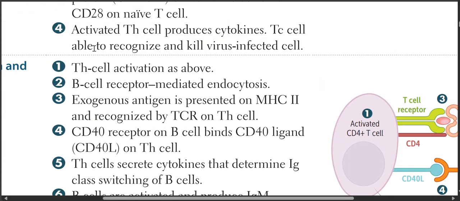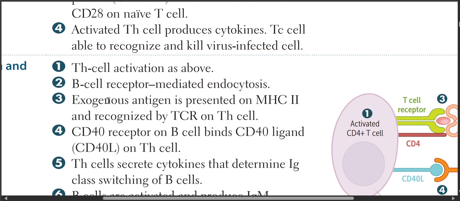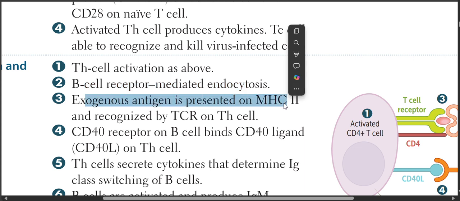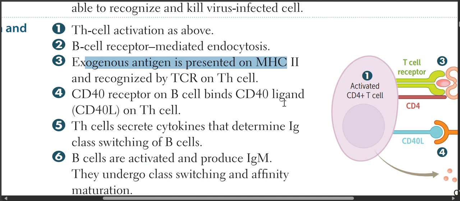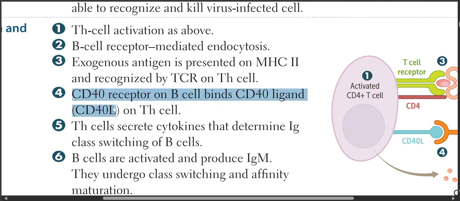So here, if we quickly read, the TH cells are activated regularly. After that, the B cell receptor mediates endocytosis, and then the exogenous antigen is presented on MHC class 2. Okay, so that's pretty much what we've discussed. Now, the MHC class 2 is recognized by the T cell receptor on the Th cell. After this has been done, the interaction is CD40 and CD40 ligand.